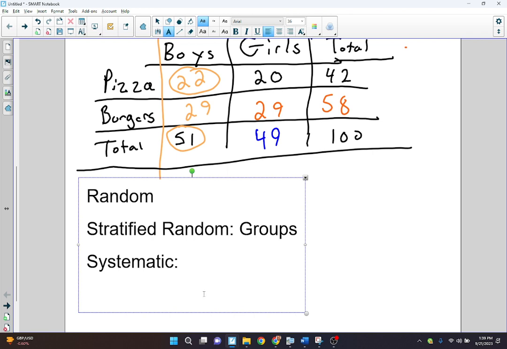Systematic, self-selected. Self-selected is the last one. Yes, thank you. I knew it started with an S. Self-selected is like they choose to participate themselves.